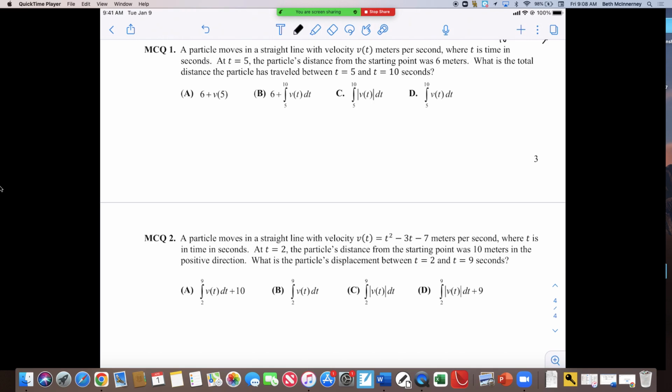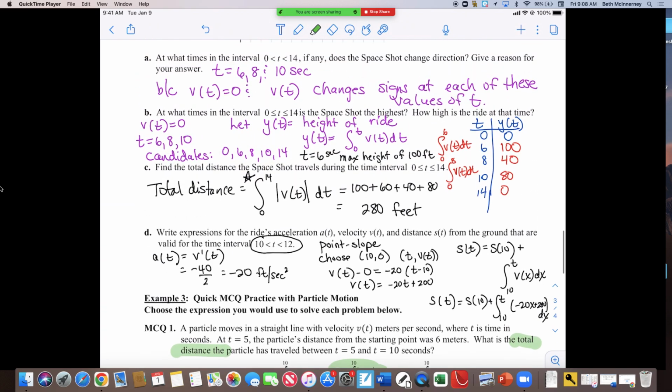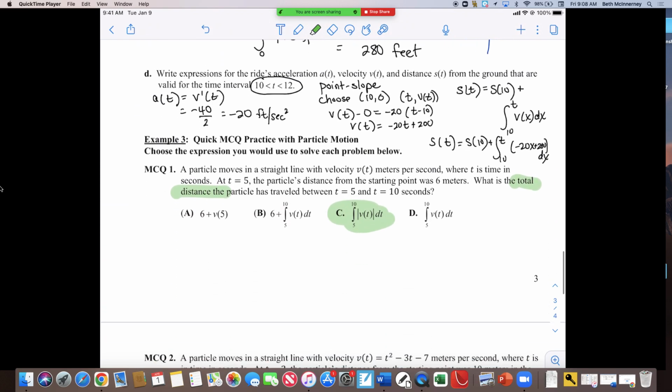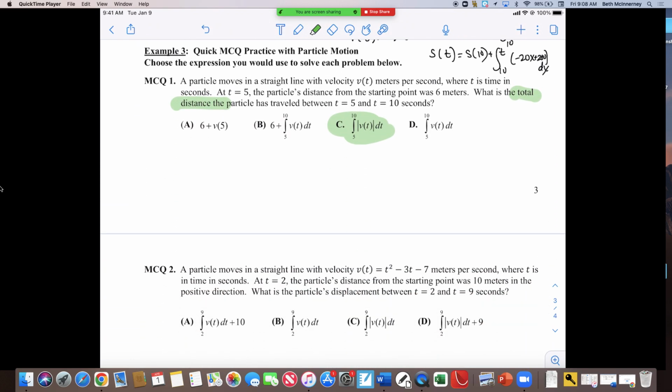All right, let's look at the first one. A particle moves in a straight line with velocity v of t meters per second, where t is the time in seconds. At t equals 5, the particle's distance from the starting point was 6 meters. What is the total distance the particle has traveled? So which letter did we choose? This would be C. And we did this up here in this part C. That was the total distance, is the absolute value.